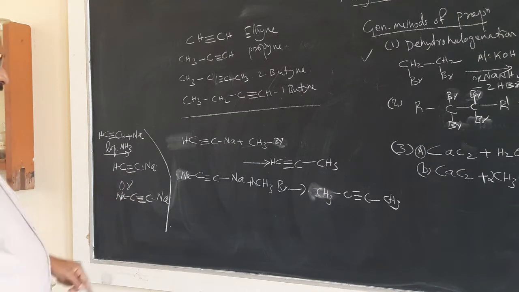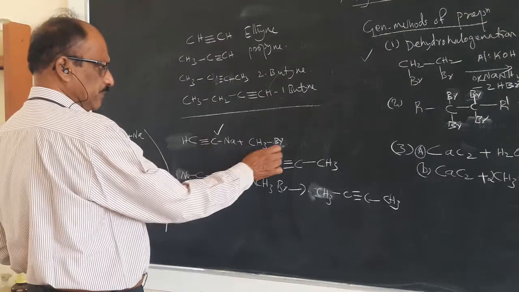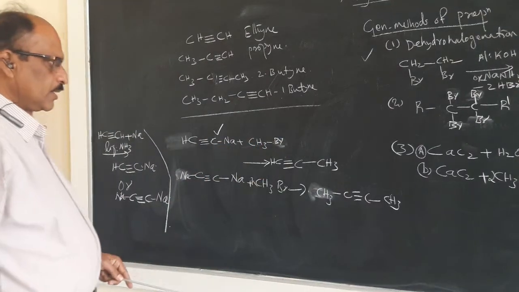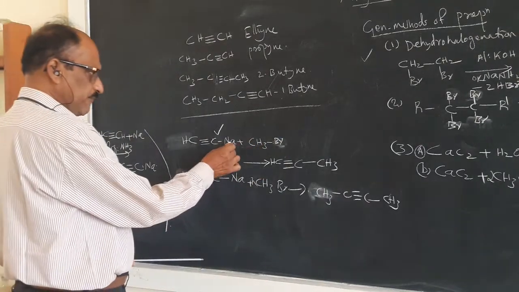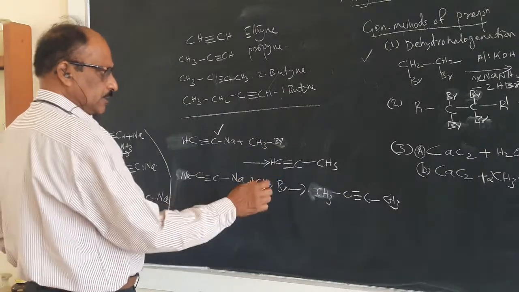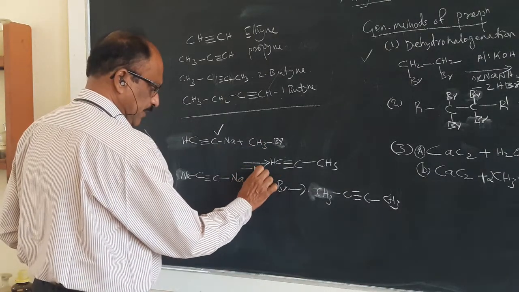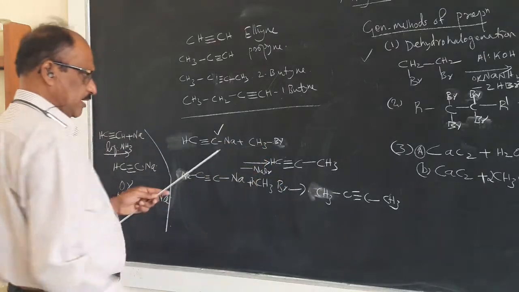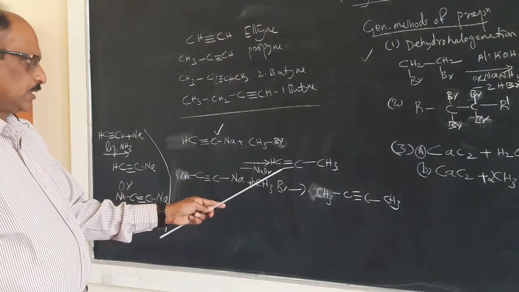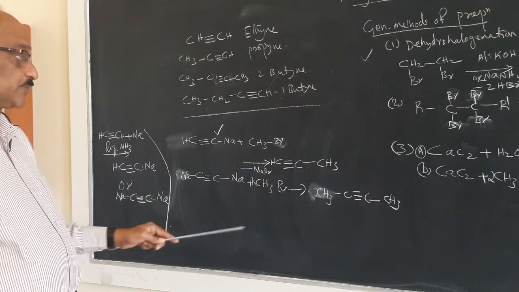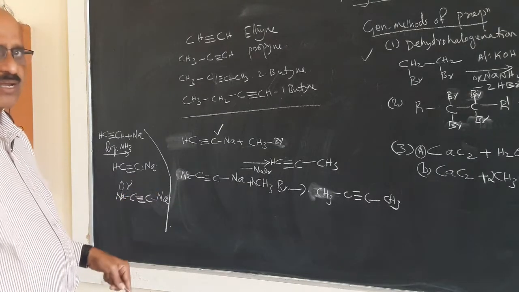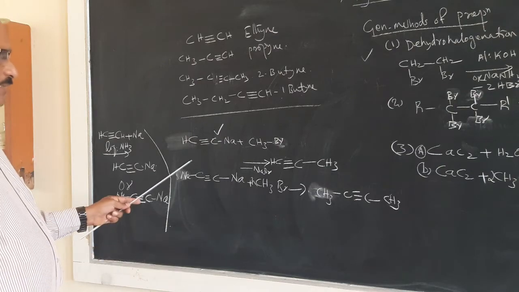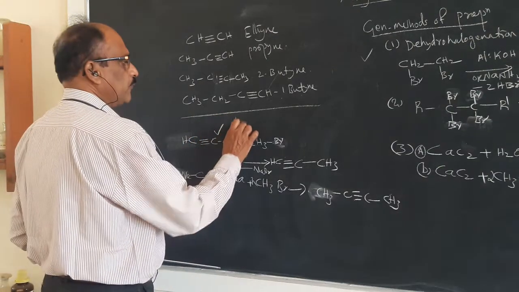This monosodium acetylide you have to treat with methyl bromide. What happens? Sodium will react with Br, and NaBr can be eliminated, and you get a higher alkyne. So a smaller alkyne can be converted into a higher alkyne. That is the method, the fourth method.